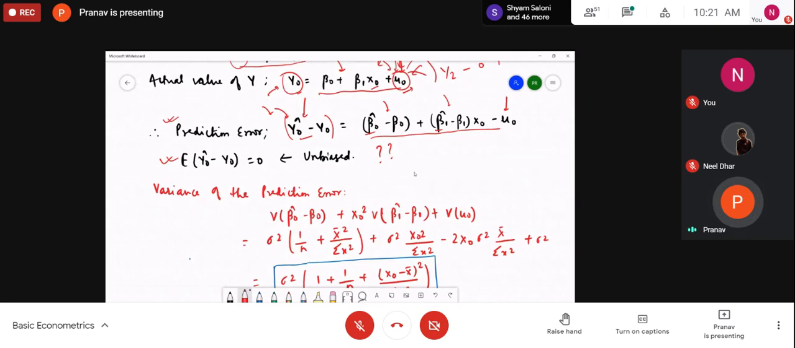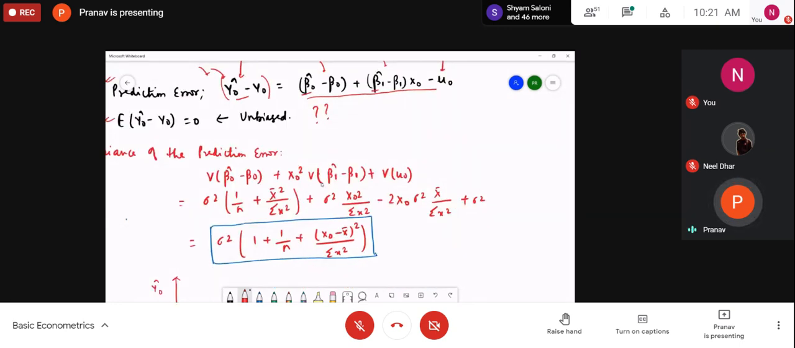Where A and B are not independent of each other, the variance is variance of A plus variance of B plus 2 times covariance of A and B. That's the formula I've written over here. So this is the variance of beta naught hat minus beta naught. This is the variance of beta naught hat, that is the variance of the intercept term.